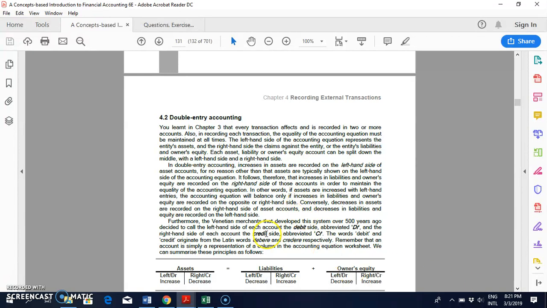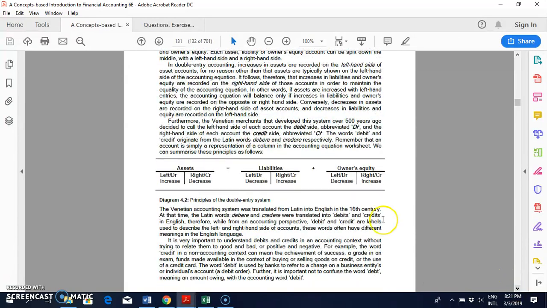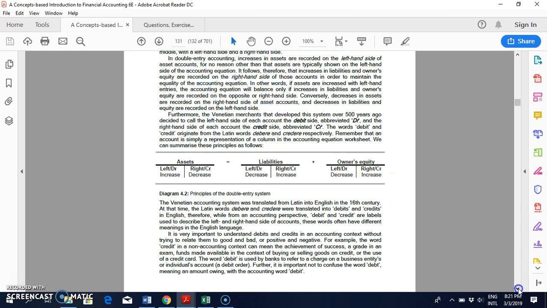Now, the debit side and the credit side represent different things depending on the account involved. So, if we look at the asset account, firstly, a debit side in the asset account means an increase, and a credit side represents a decrease. For liabilities, the debit represents a decrease, whereas the credit represents an increase. And for owner's equity, the debit represents a decrease, whereas the credit side represents an increase.